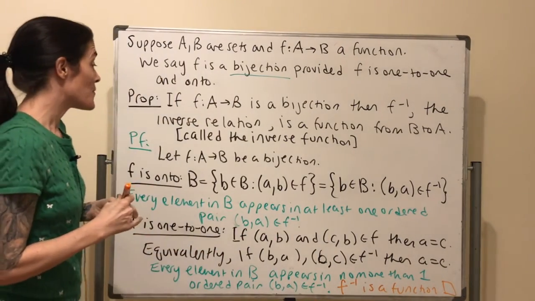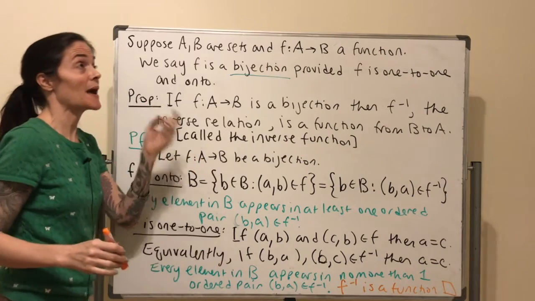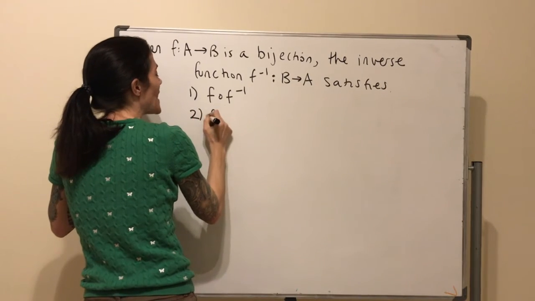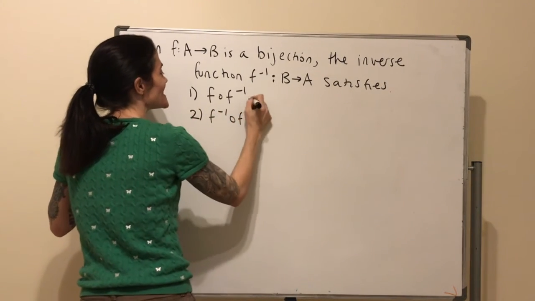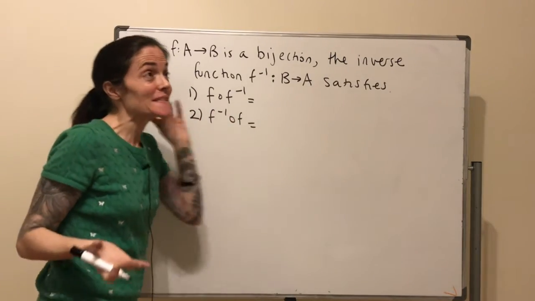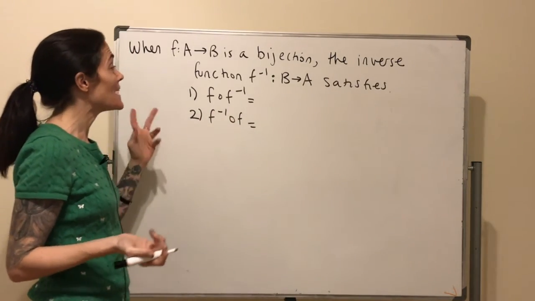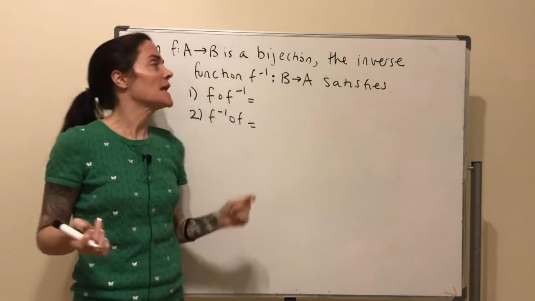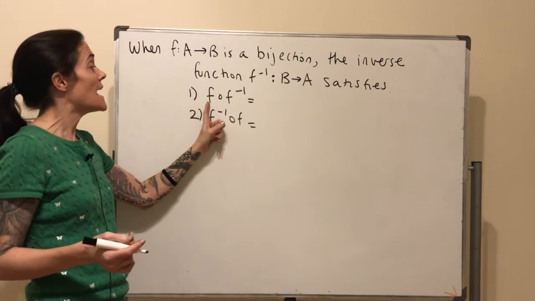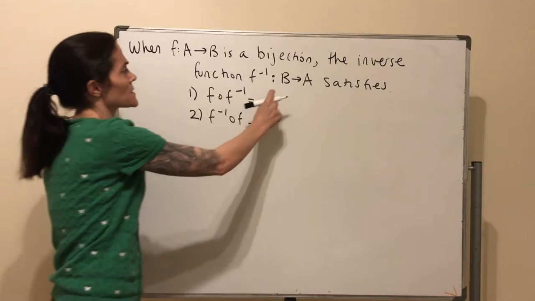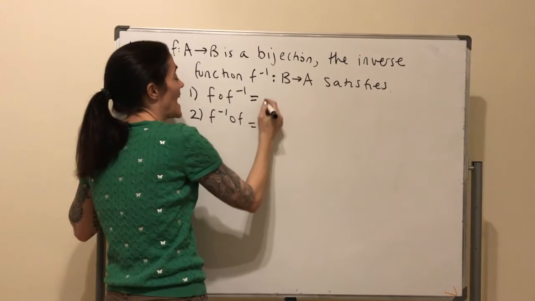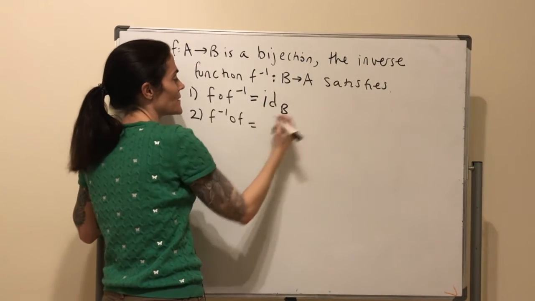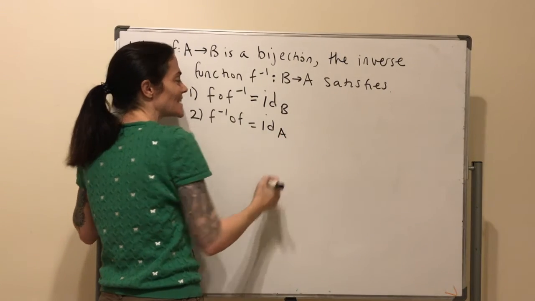But it used that F was both 1 to 1 and onto, and we get that F inverse is a function from B to A. Now, what I would like to discuss is, this is really the reason why I introduced the identity function, because when you have a bijection, we just proved F inverse from B to A is a function. But it also satisfies this here, F compose F inverse. Well, this goes from B to B, and this equals the identity on B, and then F inverse compose F. This maps from A to A, and this is the identity on A.